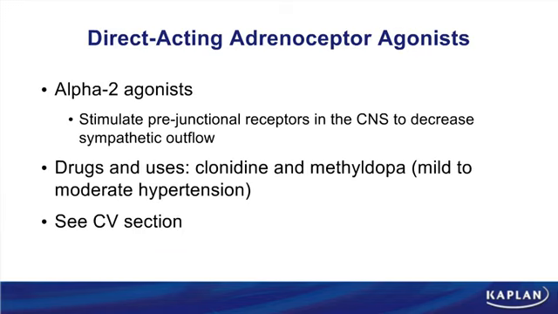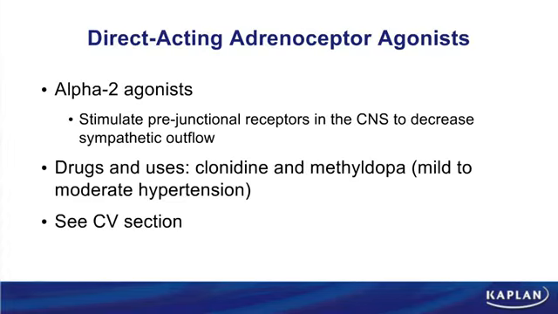Next, we have alpha-2 agonists. But we're only going to briefly review these drugs now because they're covered in much more detail in our cardiovascular section. The two drugs we list here are clonidine and methyldopa, which can be used in hypertension.